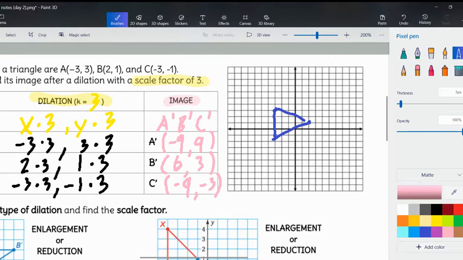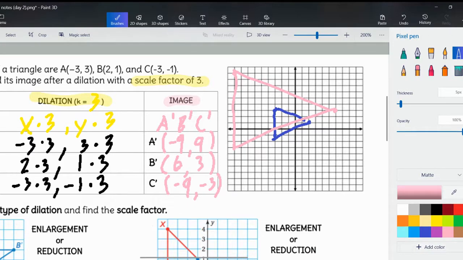That's what we started with. We dilated it by a scale factor of 3. So our new points are -9. So go over 3, 3 more, 3 more. Try one more time. Okay, and then +9. So we're up 3, 3 more. Our B point was at 6, 3. And our C point was at -9, -3. Those came out pretty good.